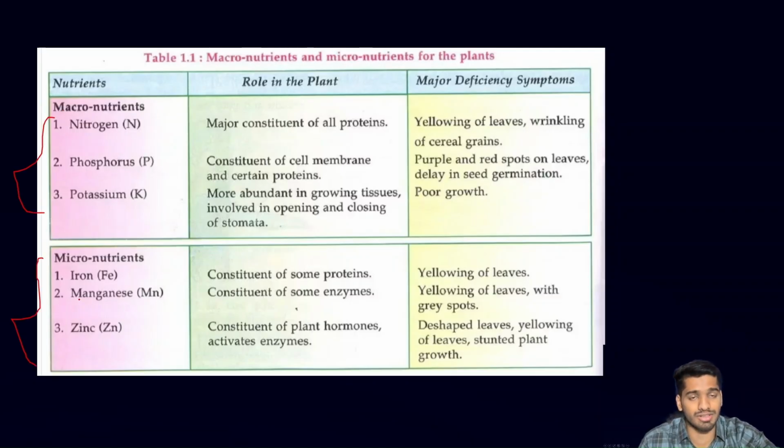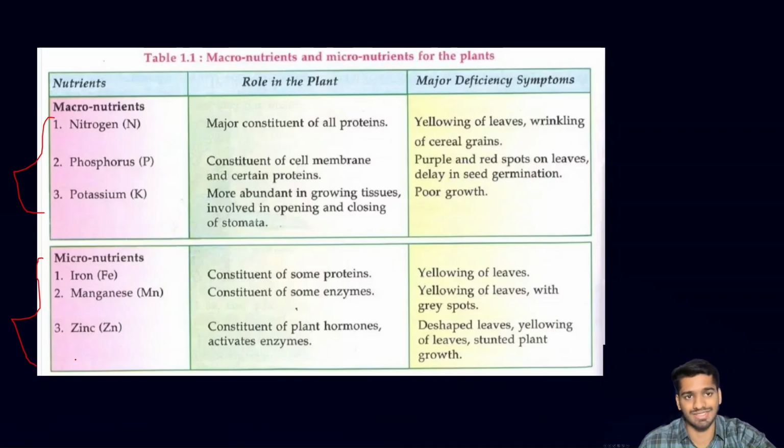Then your three micronutrients. First is iron. Iron is also an important constituent for making protein. If there is deficiency, again you're going to see yellowing of the leaf. After that, manganese, which is also important for enzymes. See, what are enzymes? These are substances which help in chemical reactions. So if there is deficiency of manganese, what is going to happen? Again, there is going to be yellowing of leaves and some gray spots.